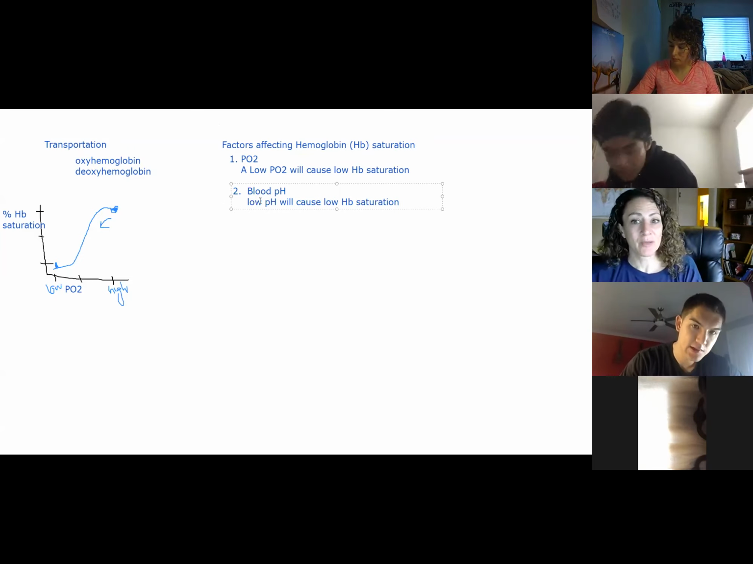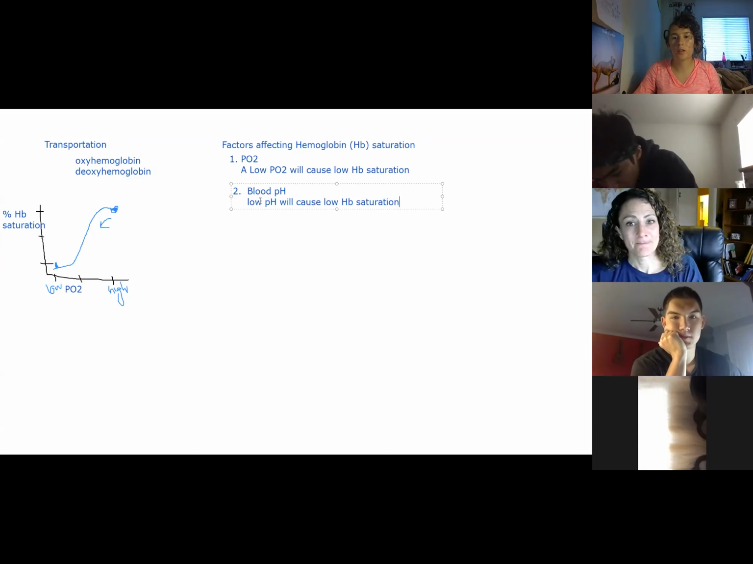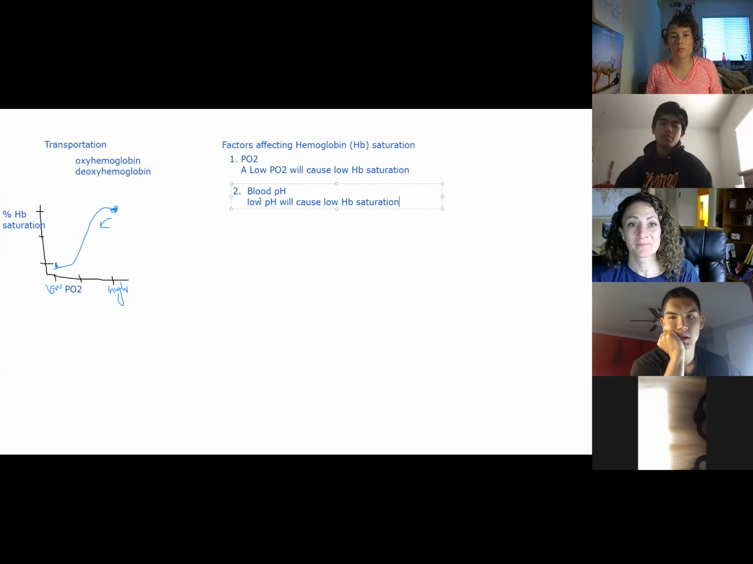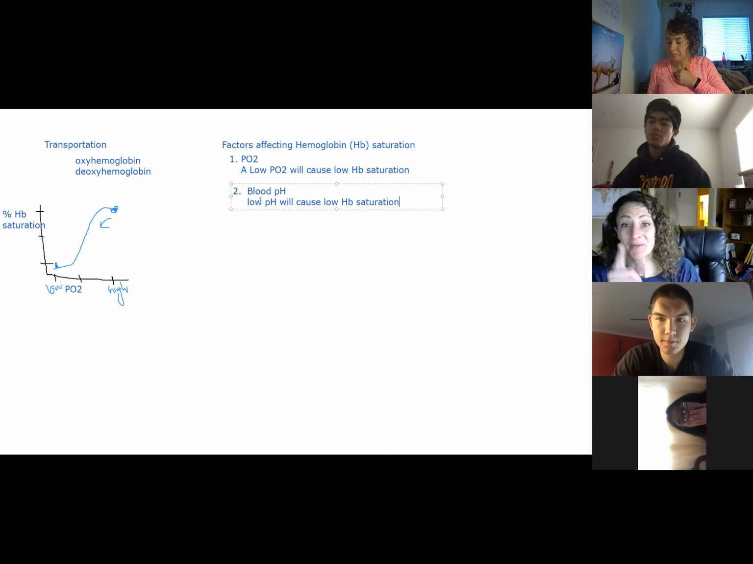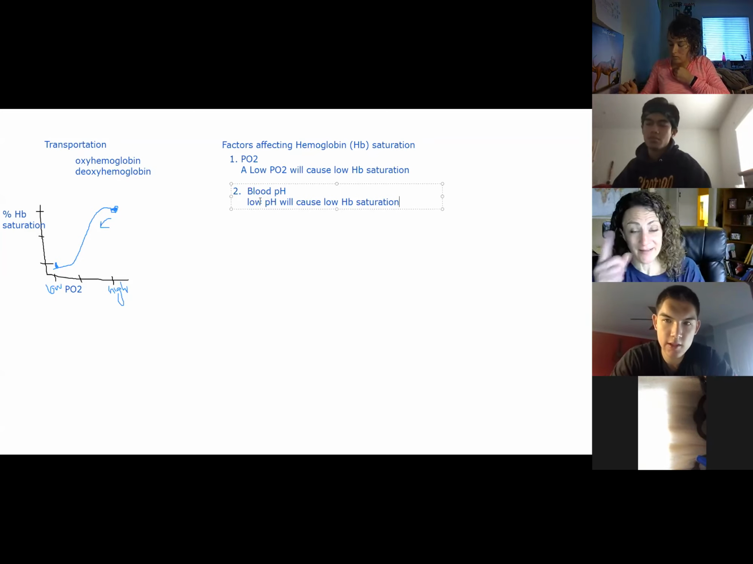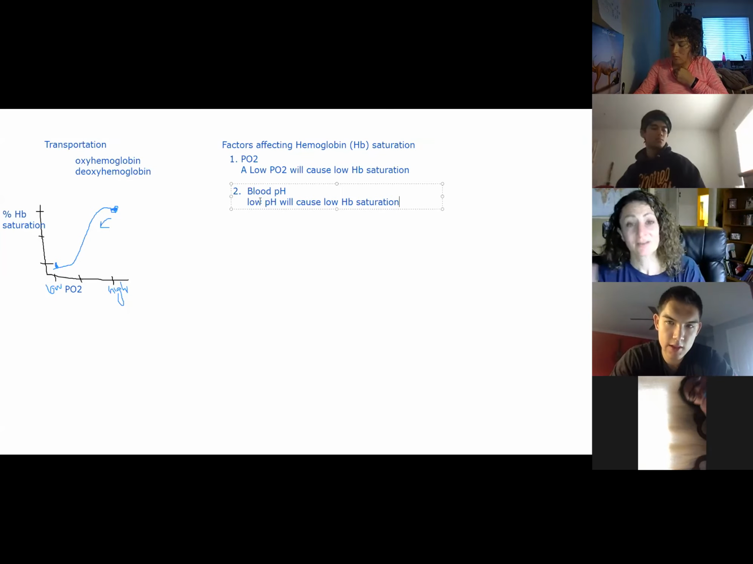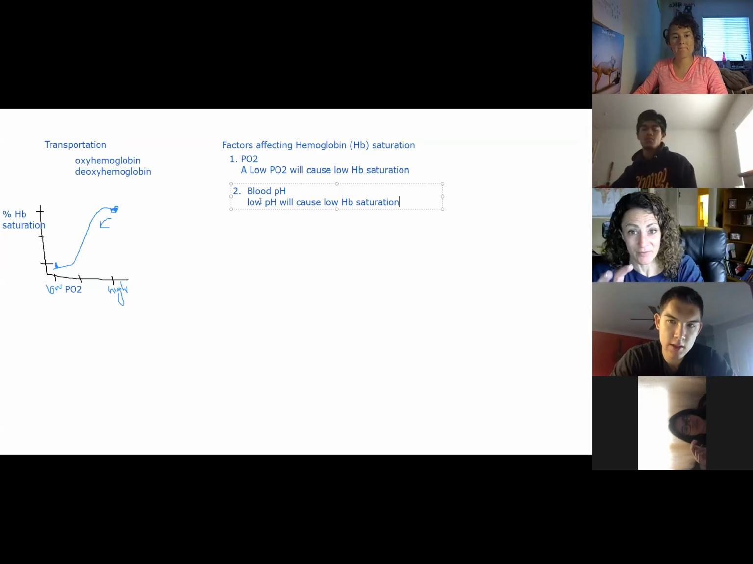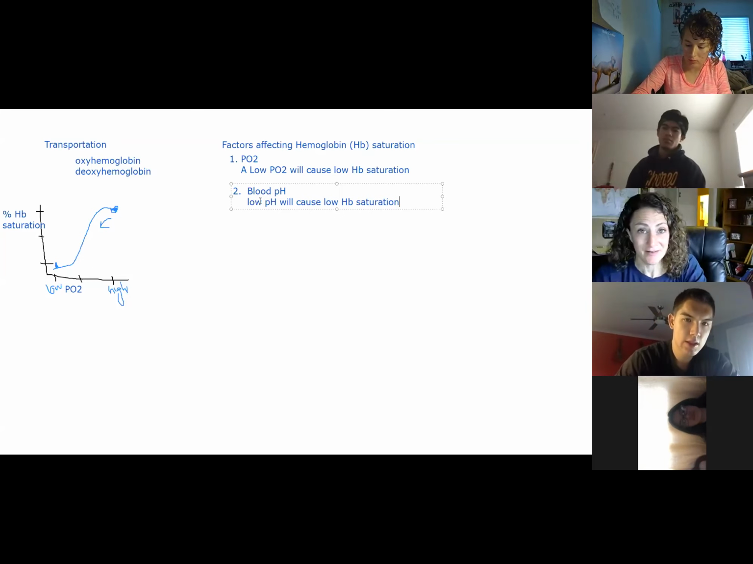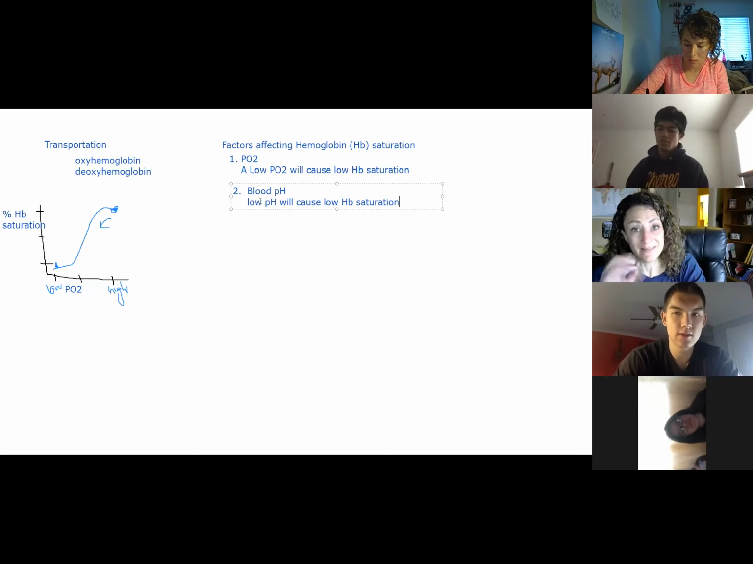Okay, where is there a low blood pH? In the lungs or the exercising muscle? In the exercising muscle. Why is there a low pH at the exercising muscle? Well, we talked about it in fatigue and glycolysis. What's causing the low pH? The hydrogen from the lactic acid. So if the muscle is exercising at a high intensity, it's producing lactic acid. That hydrogen is going to decrease the blood pH at the exercising muscle. So when the hemoglobin arrives there, that low pH is going to cause the hemoglobin to release its oxygen, which is exactly what we want to happen. Okay, so we have a graph for that.